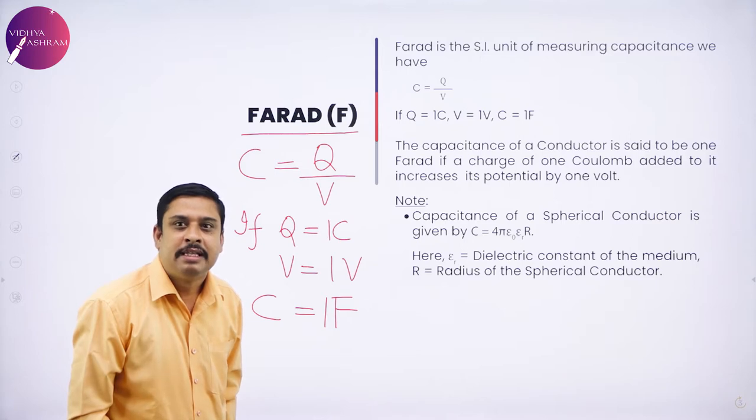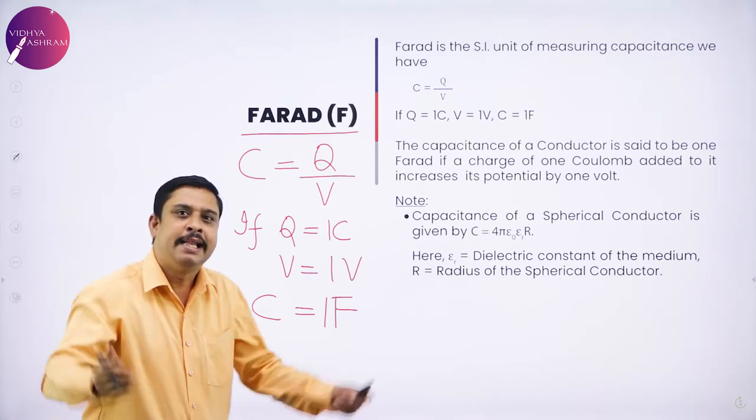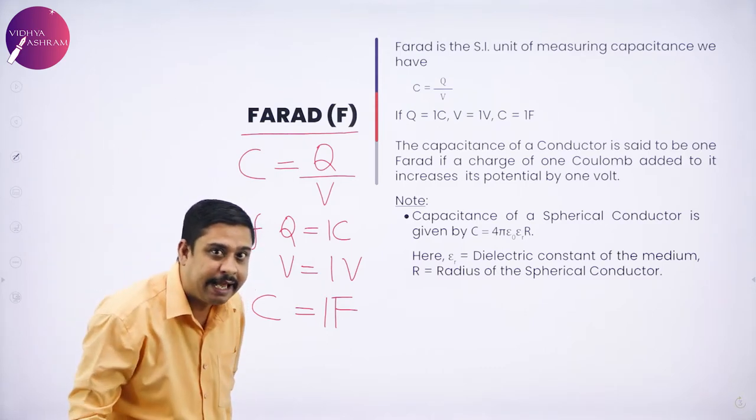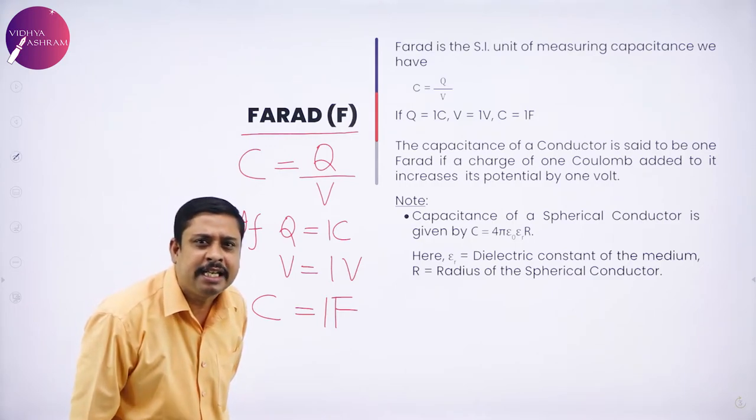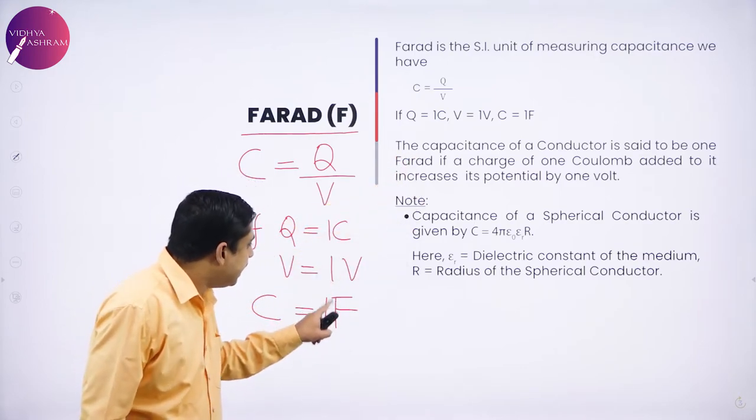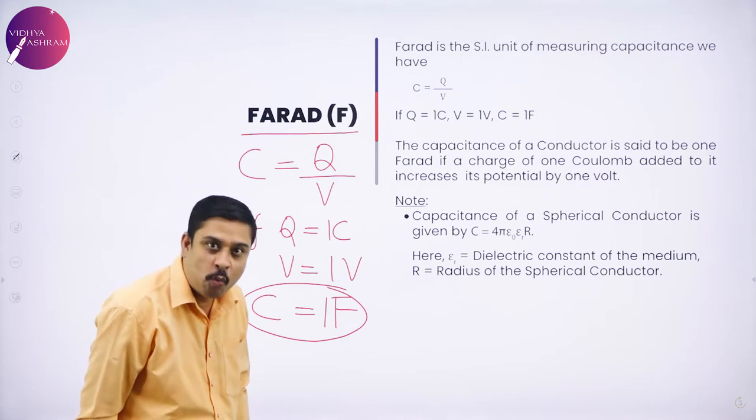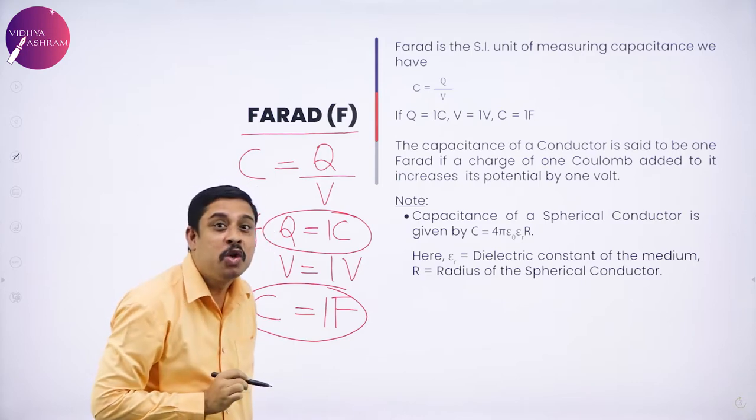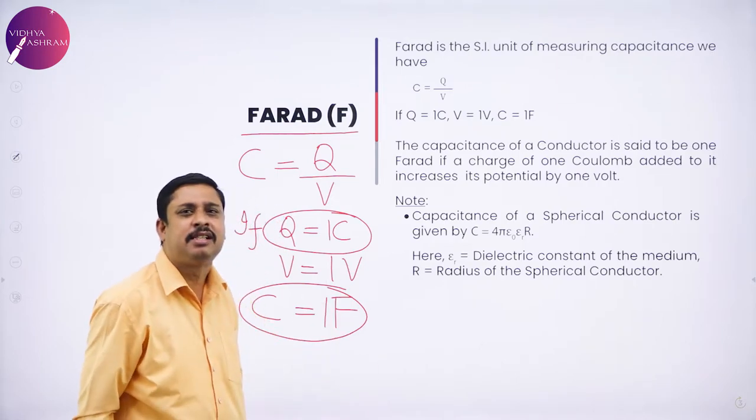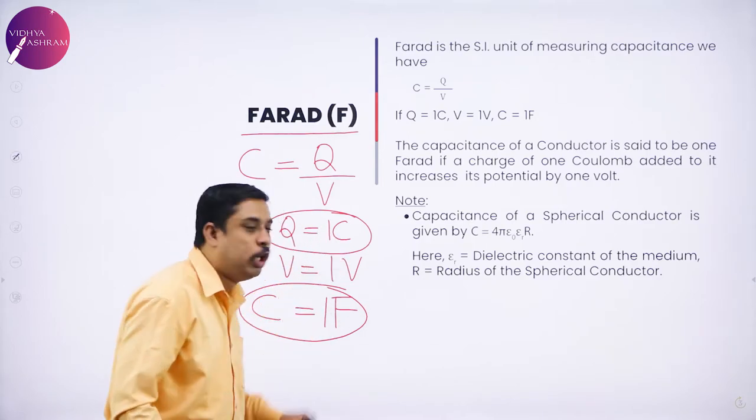So when do you say the capacitance is 1 farad? Simple, sir. If the charge is 1 coulomb and the potential is 1 volt, then the capacitance is 1 farad. Right, that is not wrong, but slightly upgrading my thinking, I say the capacitance of any conductor, including a capacitor, is 1 farad when a charge of 1 coulomb is added to it.